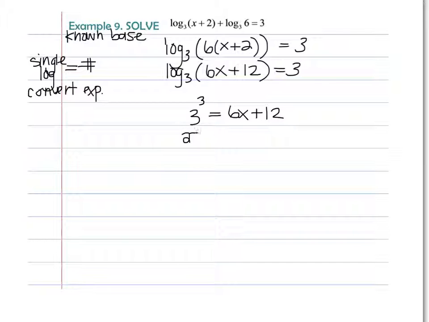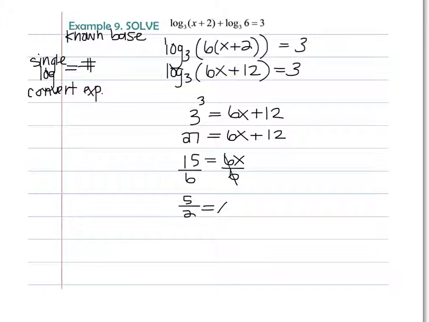So we know 3 cubed is 27. We can subtract 12 from both sides, and we get 15 equals 6x. We can divide by the 6 on both sides, and then reduce, and we get 5 halves equals x.